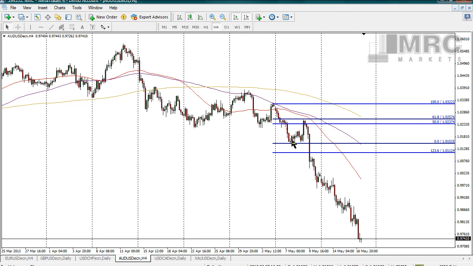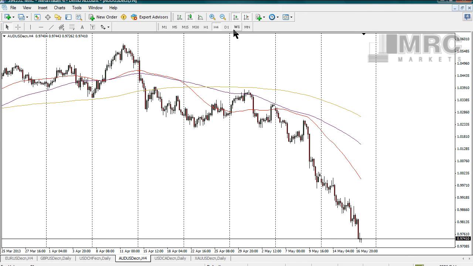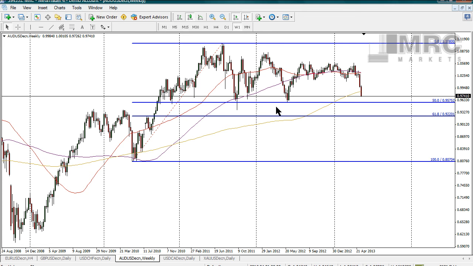And people playing that fib will still most probably have their positions on, just riding the trend really. So it's just a big sell off, but the key level is definitely on that weekly chart for me personally. It'd be interesting to see what happens there.